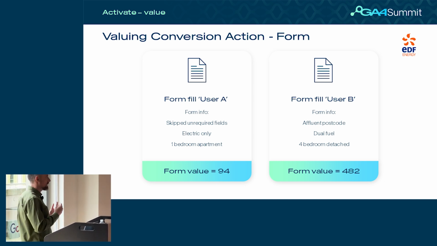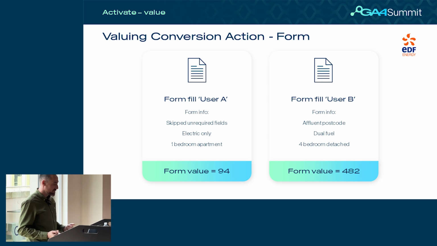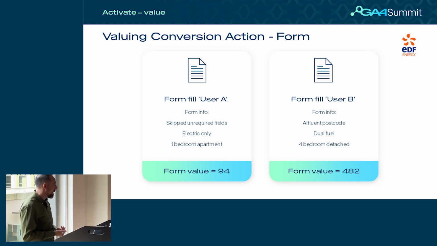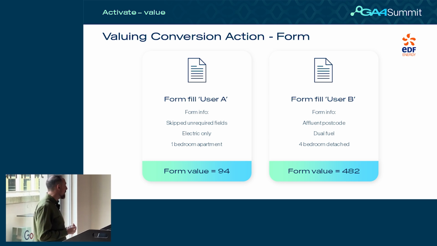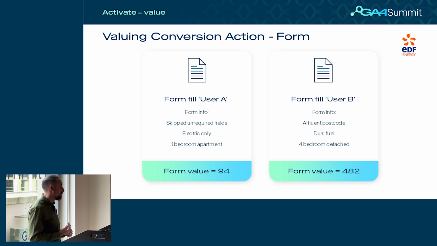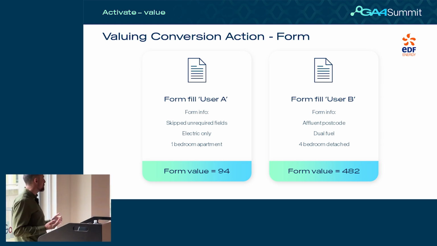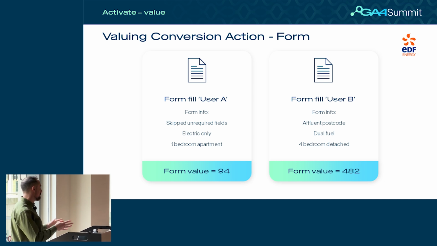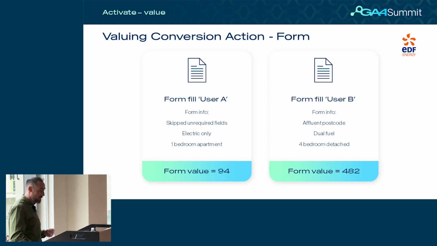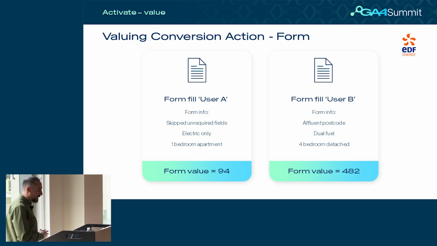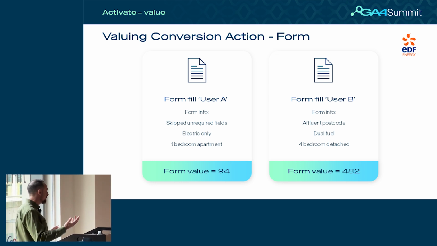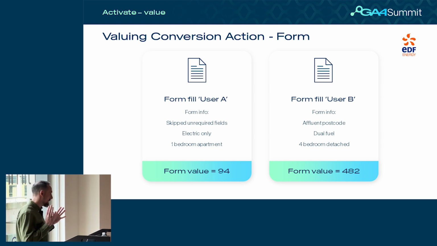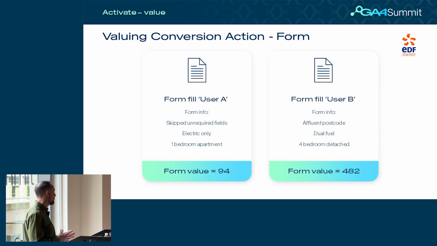If we try to understand a little bit more about what happened in these form fills, user A may have skipped some unrequired fields. They might have inquired on electric supply only, and they might have a 1-bedroom apartment. So all that could actually be in the form that is filled in on the website. For user B, they might have an affluent postcode. They might be dual fuel, electric and gas. They might have a 4-bedroom detached house.